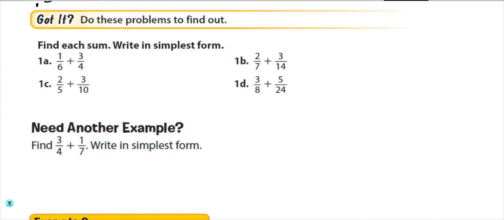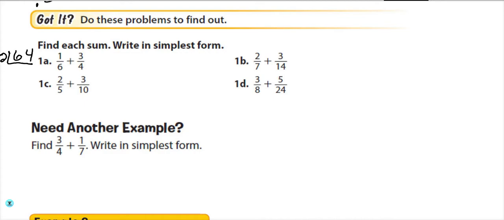All right, so 1a. Do they match? No. Can I multiply the 6 to match the 4? No. Can I multiply the 4 to match the 6? No. So what I need to do is put them in the house. Let me draw my house over here. So I put a 6 and a 4 in. What's the highest number that goes into both of those? In this case, that would be a 2.